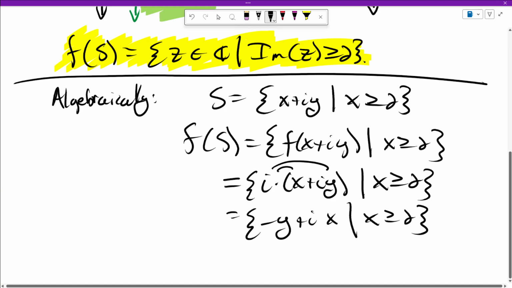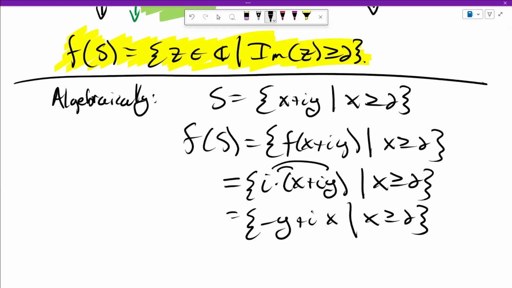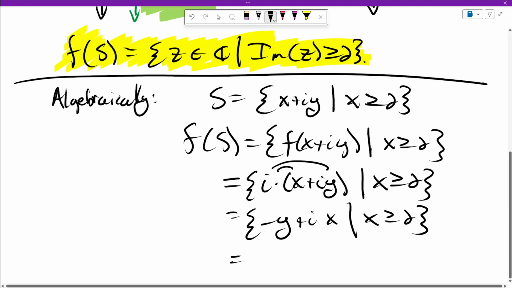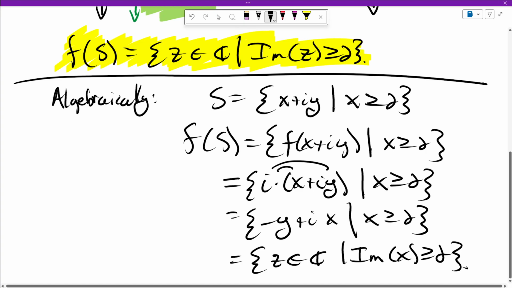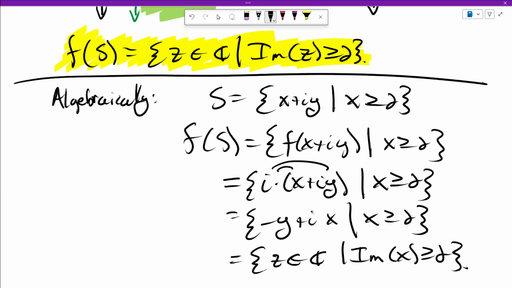And it really doesn't matter what y is. y ranges over all real numbers. So negative y will range over the same amount as y. So this is really just a collection of all z's in C such that the imaginary part, because x is now the imaginary part of that expression, is at least 2. And that's what we found. So we got the image of S algebraically is still the same set. And again, it is also another half plane.